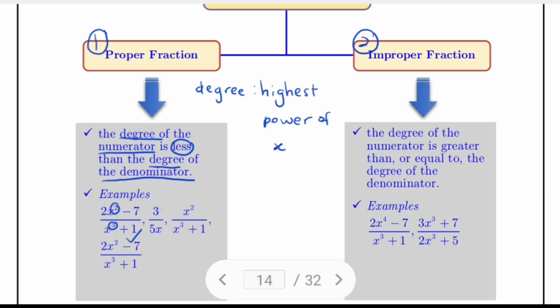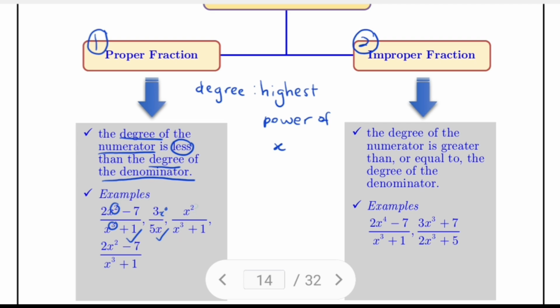So for 3, we have 3 times x power 0. So the degree is 0. And while in the denominator, the degree is 1. So the degree in numerator is less than the degree in the denominator. So this is a proper fraction.